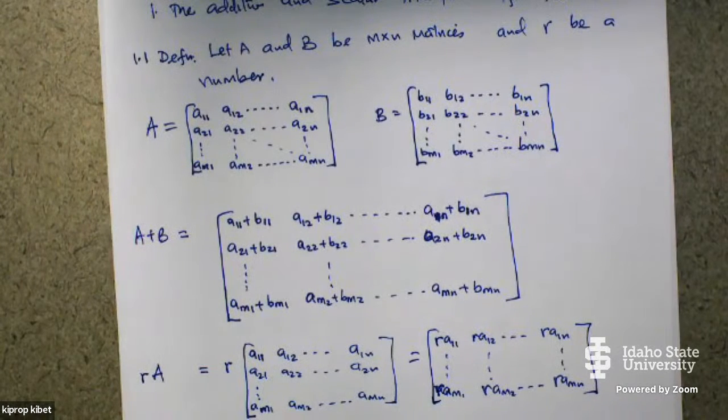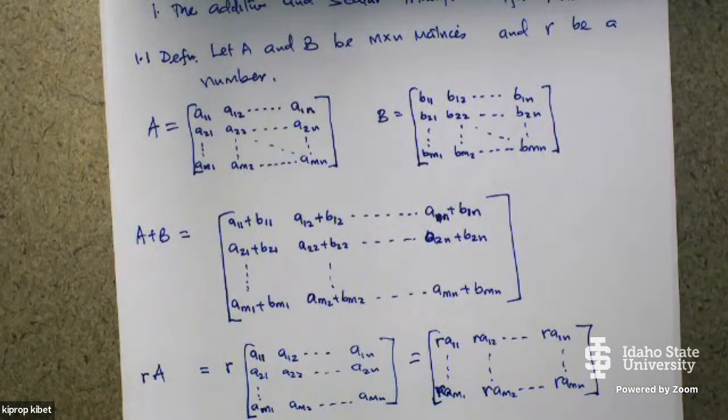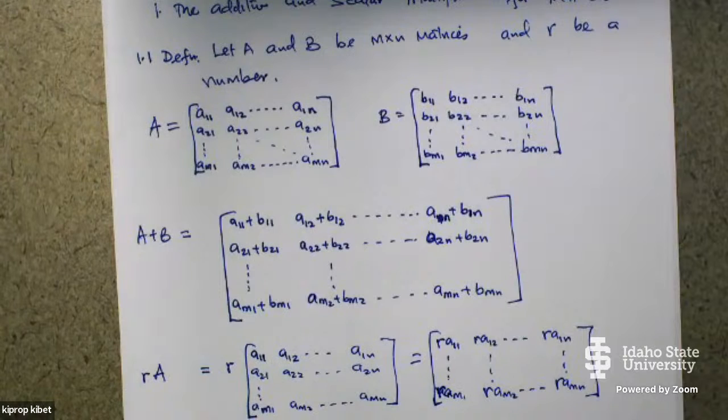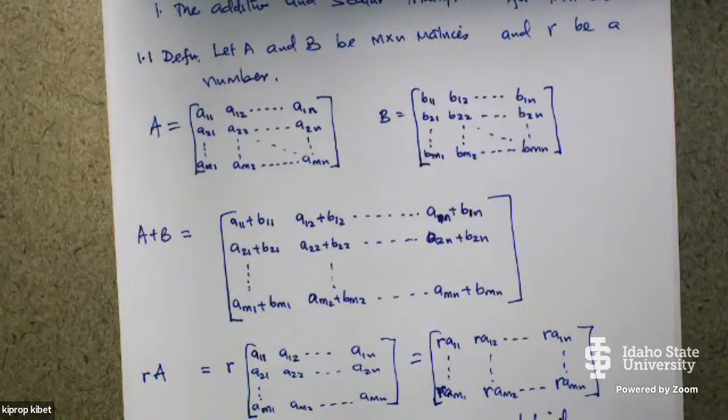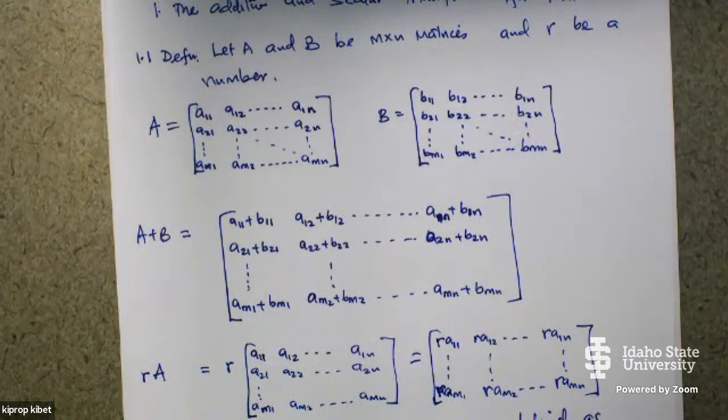Now, let's look at the remarks. The negative matrix of A is defined as negative A, which is similar to -1 times A. So you multiply each entry there by negative one.